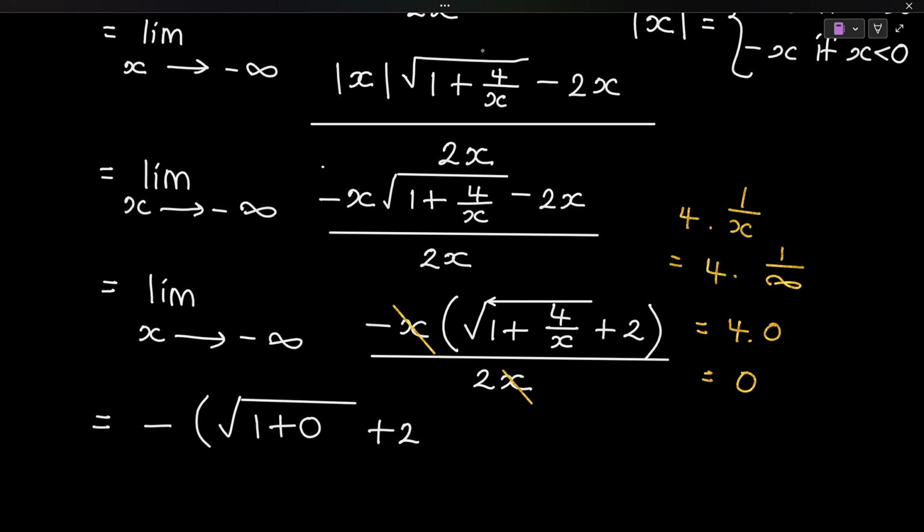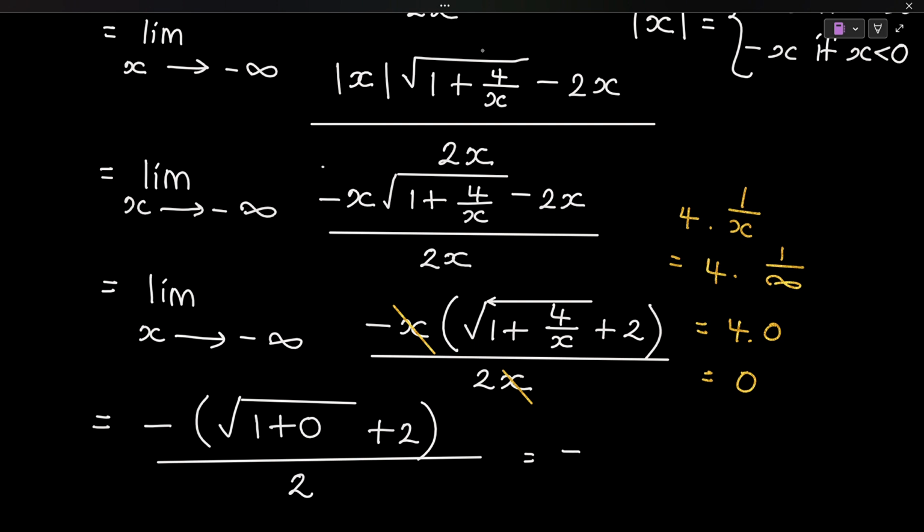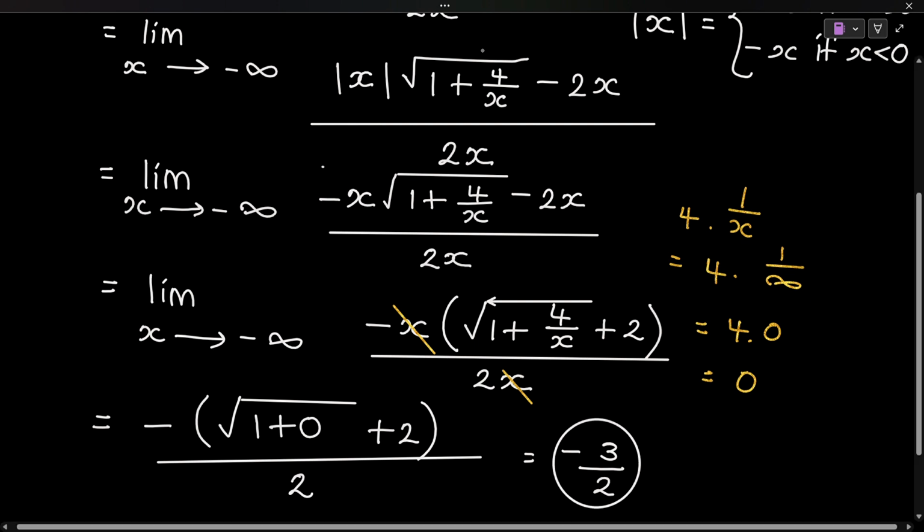We've got a plus 2 next to that, and our denominator is 2. Simplifying the numerator, we've got the square root of 1, which is 1, plus 2, that gives us 3. So we have negative 3. Remember, there was a negative in front of the bracket, and our denominator is 2. So our final answer for this question is negative 3 over 2.